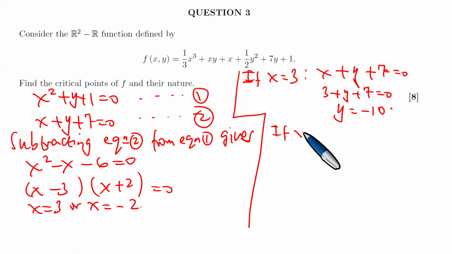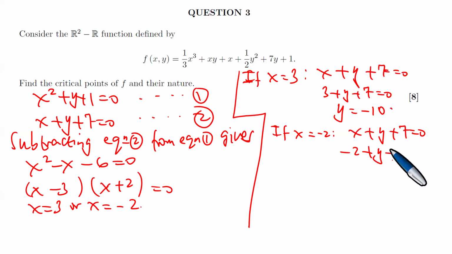If x is equal to minus 2, we have x plus y plus 7 equals 0. Well, x is minus 2, so we have minus 2. We want to solve for y. These are simultaneous equations, therefore we're using elimination to do this one. And then 7 minus 2 is a 5. But bring the 5 across, it makes it negative. So we have those.